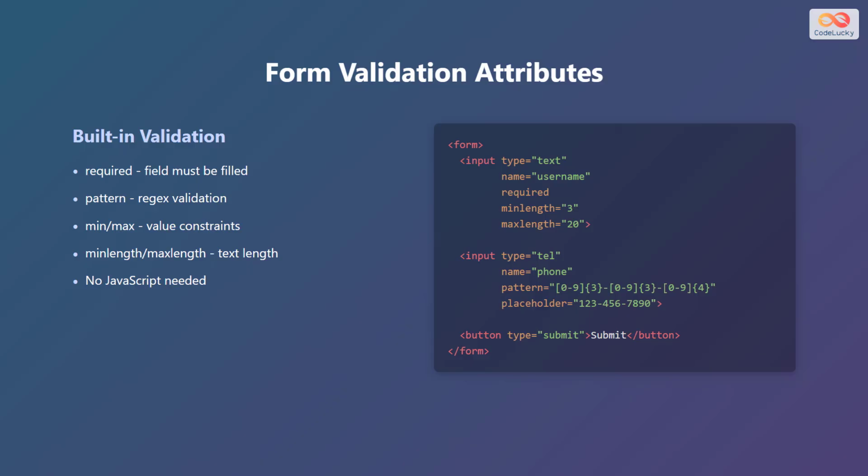Looking at the code, the first input is of type text, named username. It is set as required, and has a minlength of 3 and a maxlength of 20. The second input is of type tel, named phone. It uses a pattern attribute to validate the phone number format, along with a placeholder for guidance.